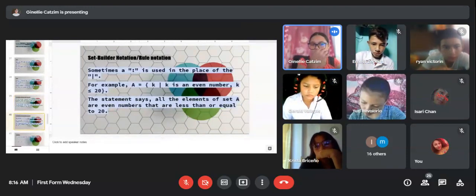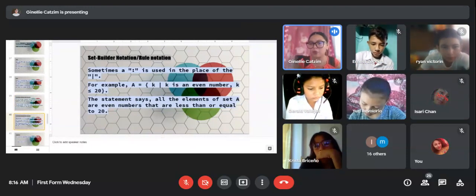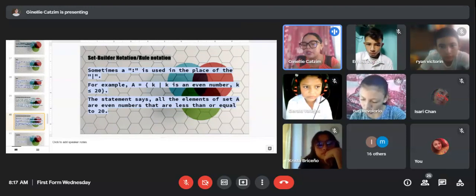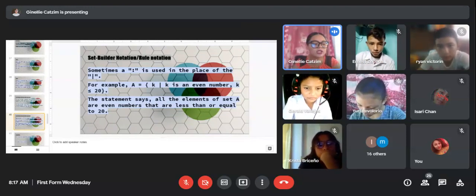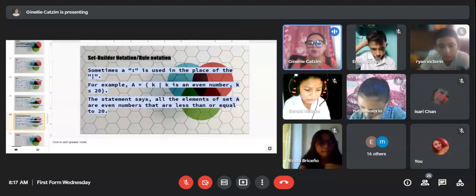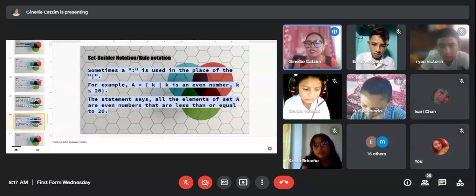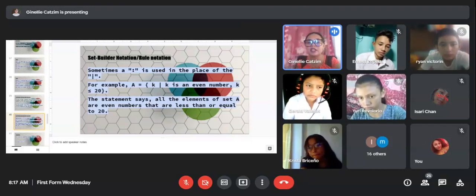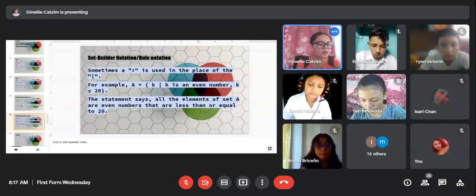Sometimes a colon is used instead of the vertical bar. So if you put a colon or a vertical bar, it doesn't matter, but don't put a slanted bar, the ones that are not straight.